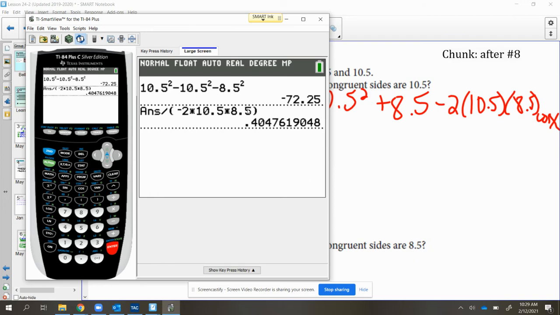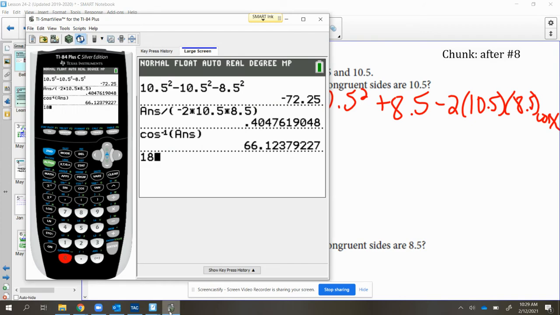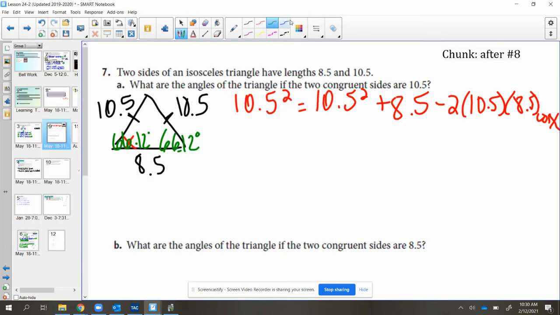And you should get this. And then this will be what we take cosine inverse of to get our final answer of 66.12 degrees. Okay. Now, if this is a 66.12 degree angle, so is this other angle, because they are equivalent, right? If these are congruent, these are congruent. And then we can find our last angle by just subtracting from 180 degrees, since that's how many total degrees are in a triangle. You would have 47.76 as your remaining angle.